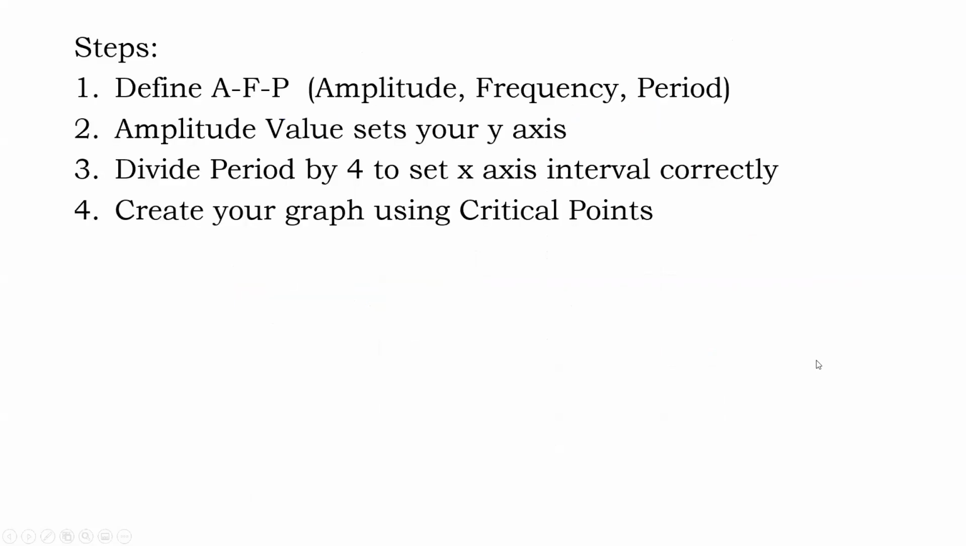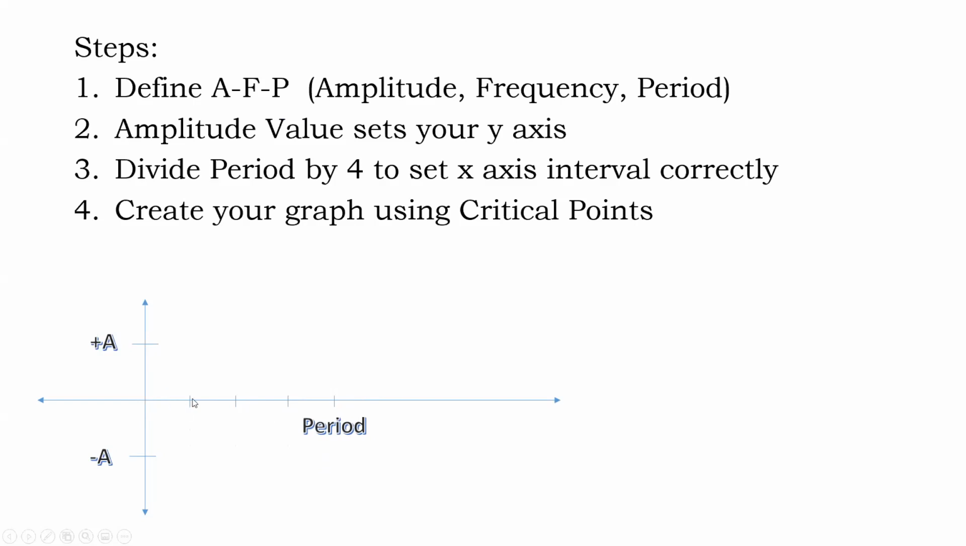All right. So steps to graph this, my advice: you define your A, your F, your P, your amplitude, your frequency, your period. Once you see what your amplitude is, that gives you your high point and your low point for your y-axis. All right, now this is going to get tricky. Divide your period by 4. So you need to figure out your period, and that's going to go right here. Then you have to divide it into 4 to see how much these intervals are going up by.